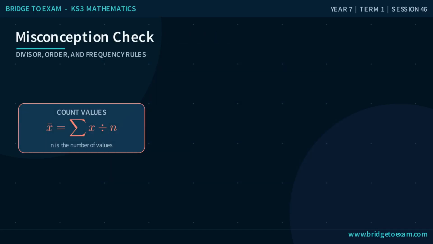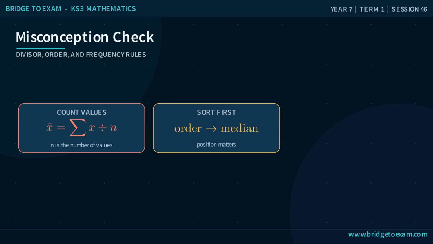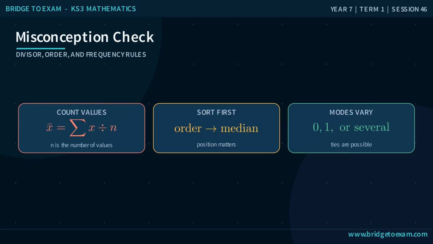Don't divide the total by the largest value. Divide by the number of data values. Don't select the visual middle before ordering the data. And remember that a data set can have no mode or more than one mode.